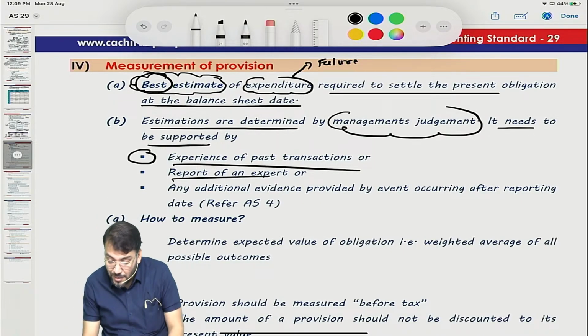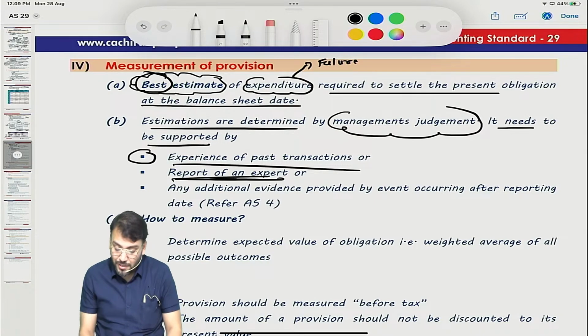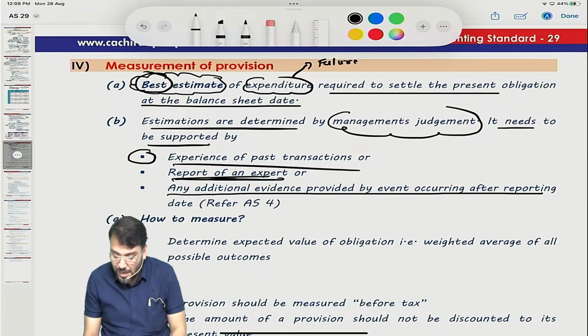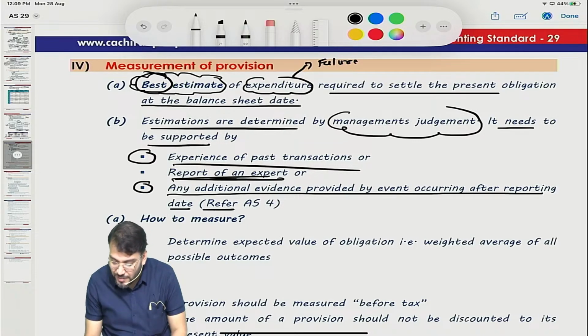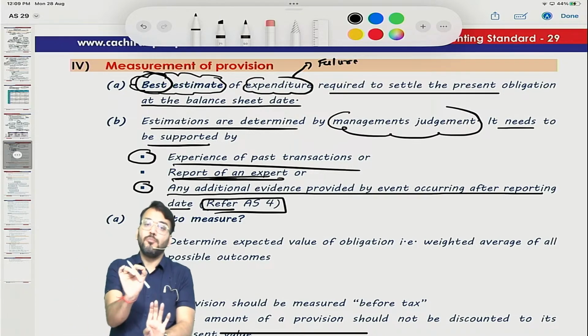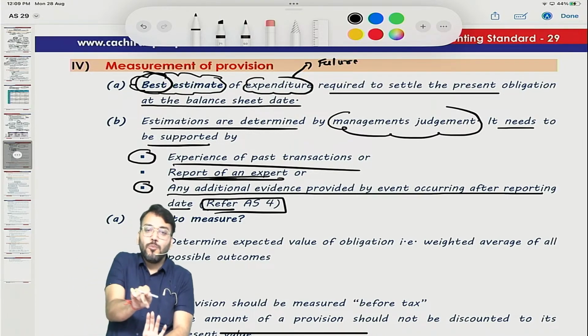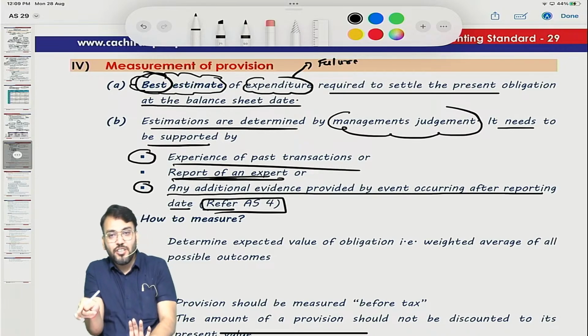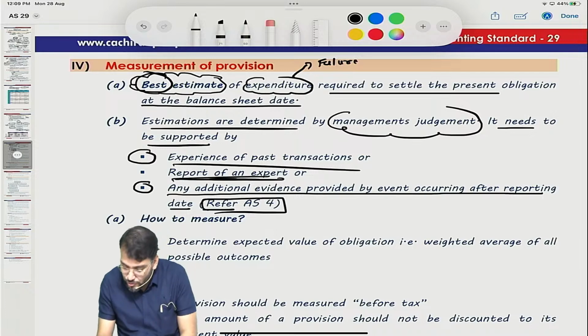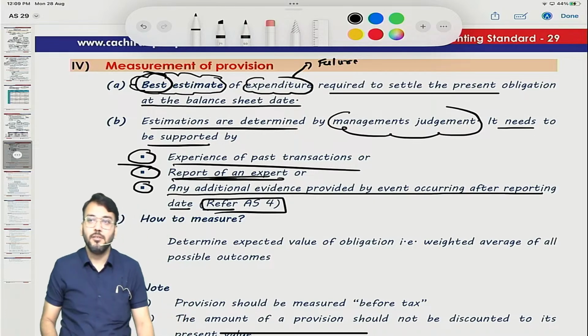So it means our judgment should be based on report of an expert or any additional evidence provided by the event occurring after balance sheet date. This point number 3 I will explain in the next chapter AS4. So right now don't concentrate on point number 3. It will be automatically covered by me in the next chapter. Next chapter is AS4 only. But have you understood this point number A and point number B?